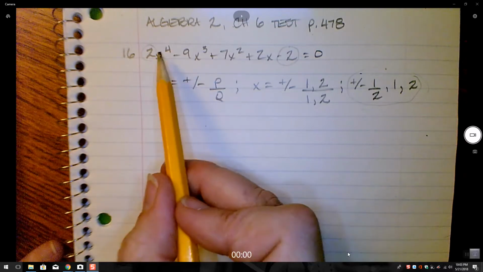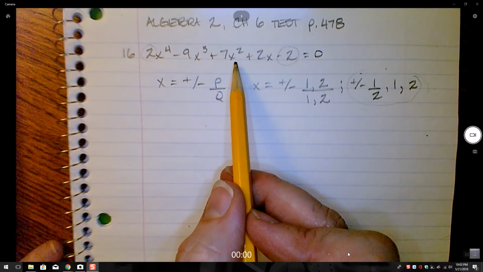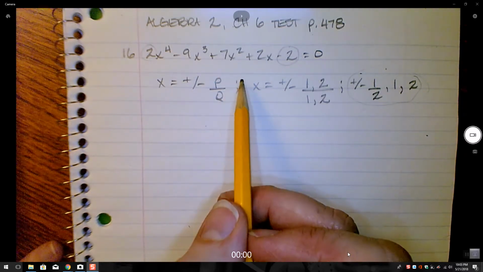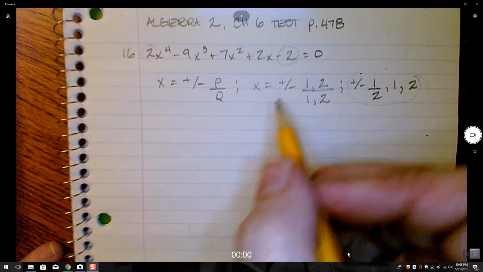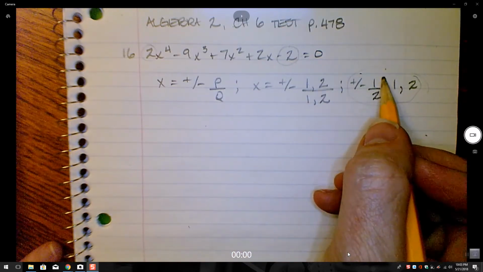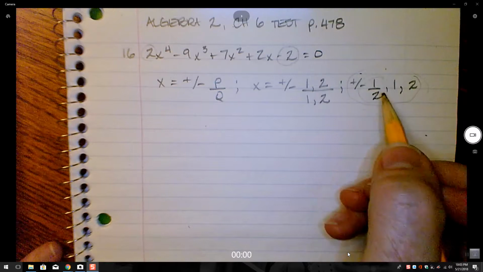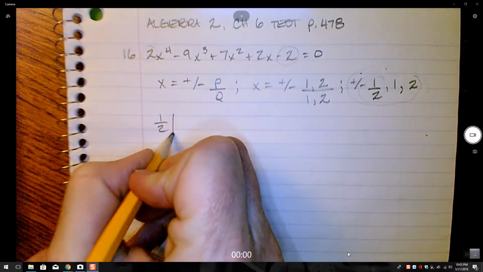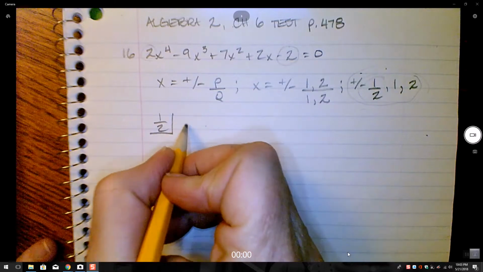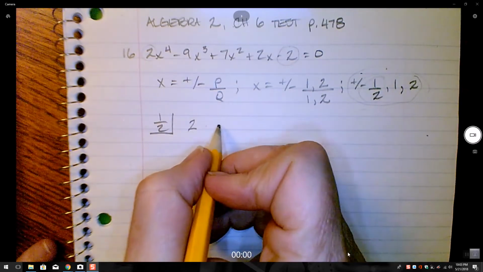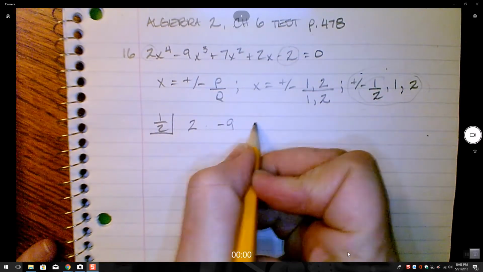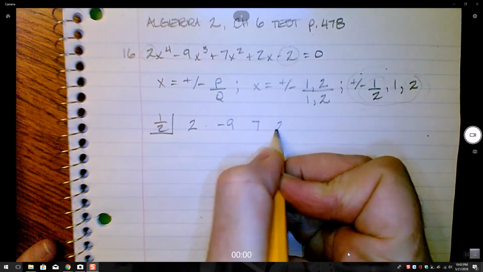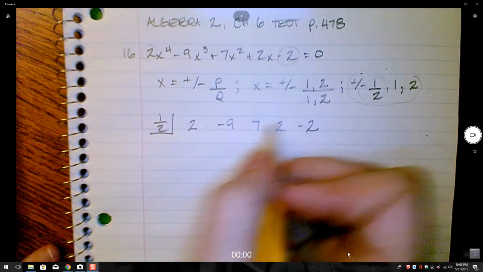So we know this is a degree 4 polynomial, and therefore we should have 4 solutions. I'm going to start with the first candidate. That's not a technical term. I'm going to start with 1/2, and I'm going to divide that into my coefficients of 2, negative 9, 7, 2, and negative 2.